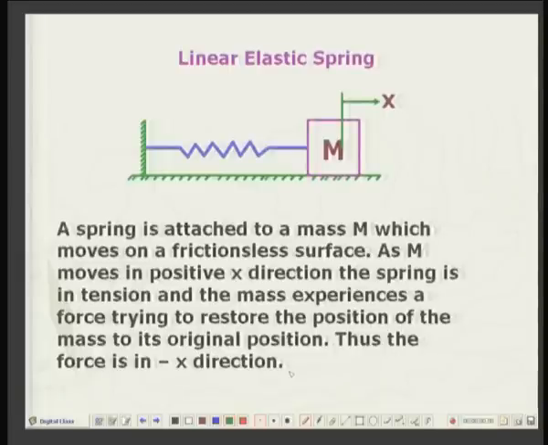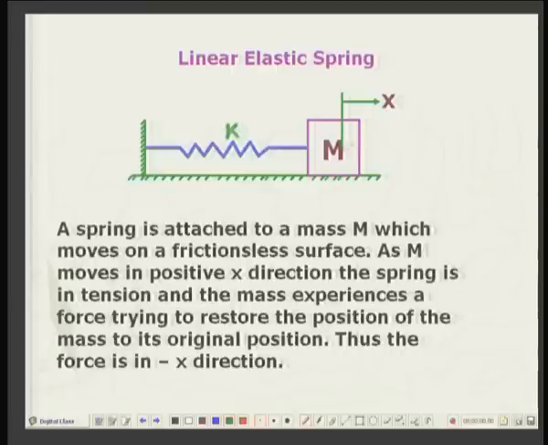I have already given you an example of the gravitational force field. Let us look at another interesting example, that of a linear elastic spring. Suppose here is a linear elastic spring with a spring constant k, that is the force required per unit extension or compression of the spring. So, k is the spring constant and a mass m is attached, one end of the spring is fixed, the other end is attached to the mass, and the mass can travel on a frictionless or smooth surface.